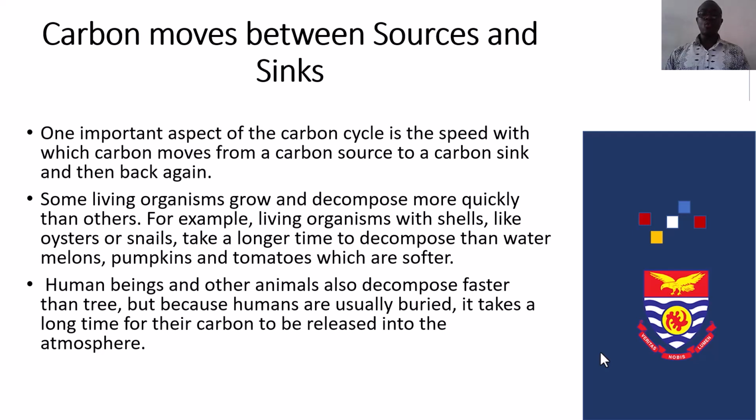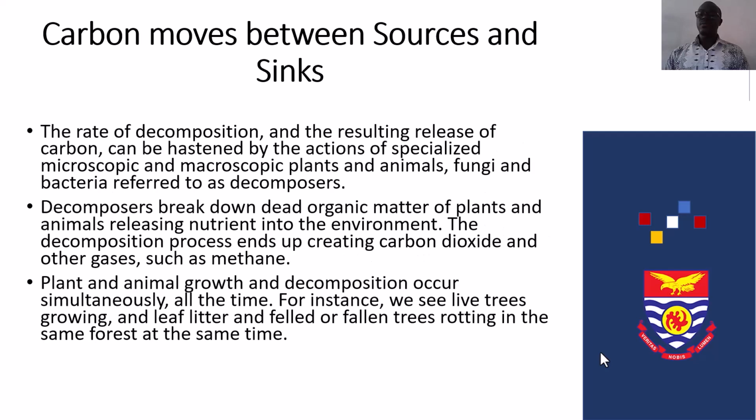Some living organisms grow and decompose more quickly than others. For example, living organisms with shells like oysters or snails take longer to decompose than watermelons, pumpkins, and tomatoes, which are softer. Human beings and other animals also decompose faster than trees, but because humans are usually buried, it takes a long time for their carbon to be released into the atmosphere. The rate of decomposition and the resulting release of carbon can be hastened by the actions of specialized microscopic and macroscopic plants and animals, fungi and bacteria, referred to as decomposers.